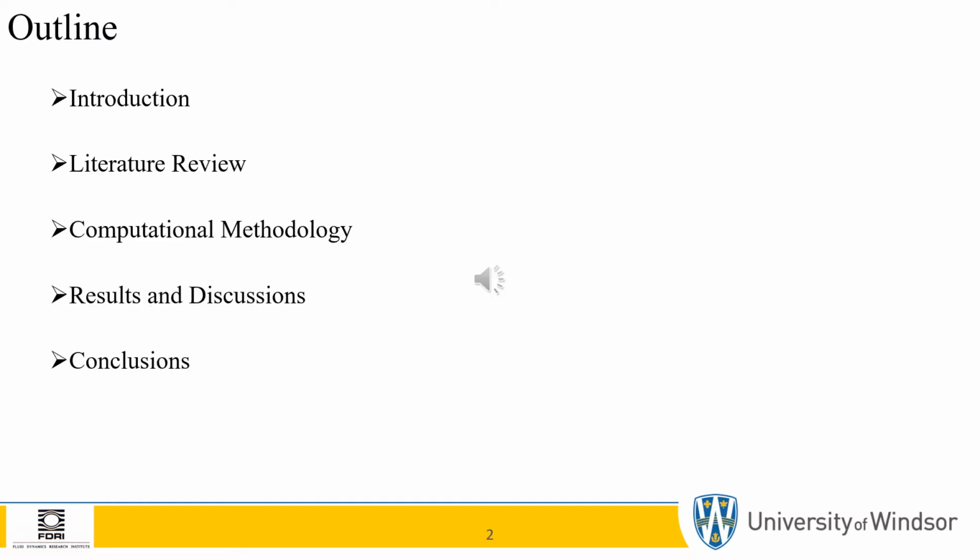Here is a brief outline of what we will be covering throughout the presentation, beginning with a very brief introduction, followed by a literature review. Then I will go into the computational methodology that was adapted for this work, and then I will go into some results and discussions that we have obtained. I will then end the presentation with my final conclusions.